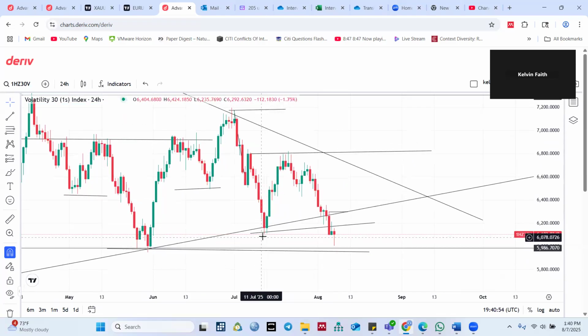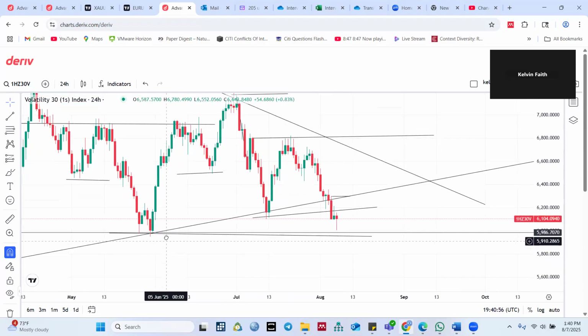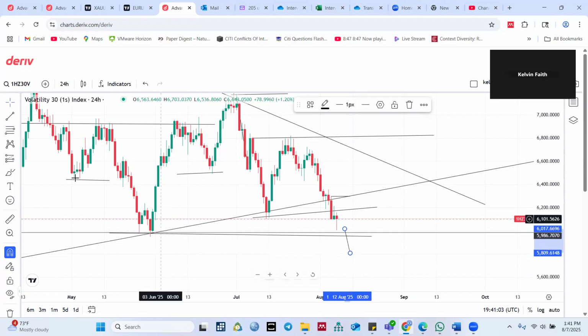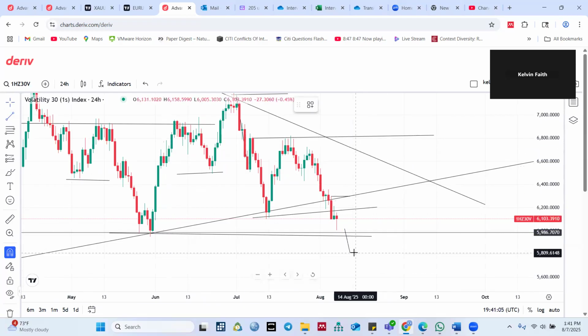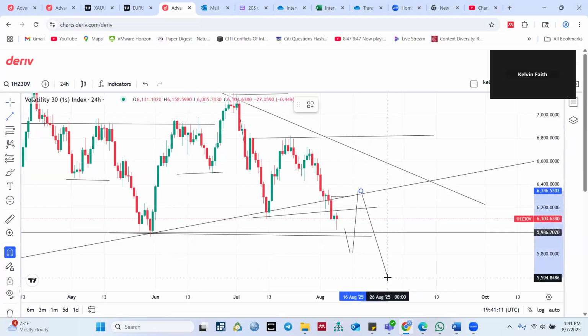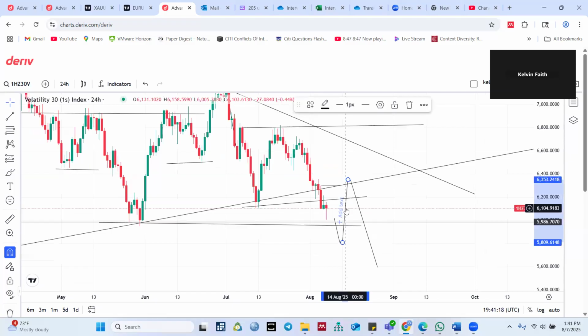We took out this area, so we have to wait. If price will keep going to the downside, if it takes this low here, it will definitely push back up into the range and give us an opportunity to go bearish again.